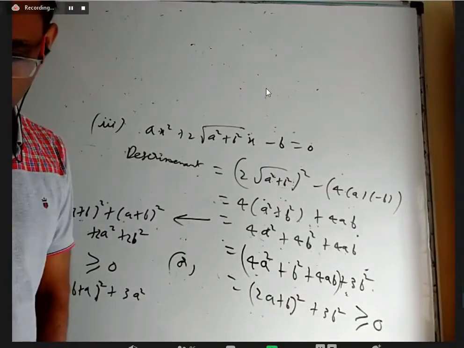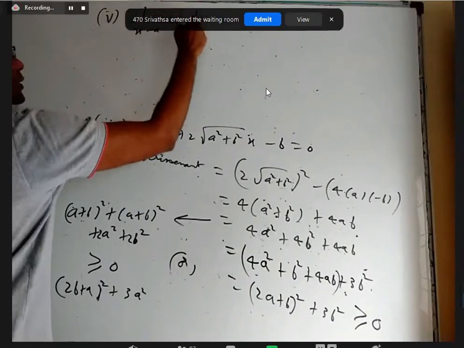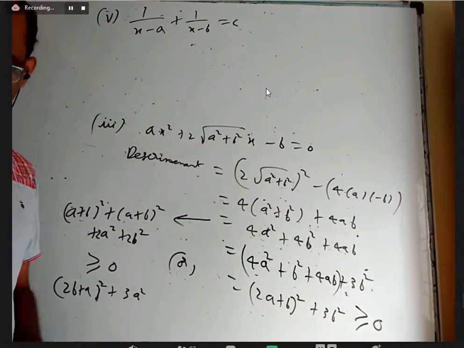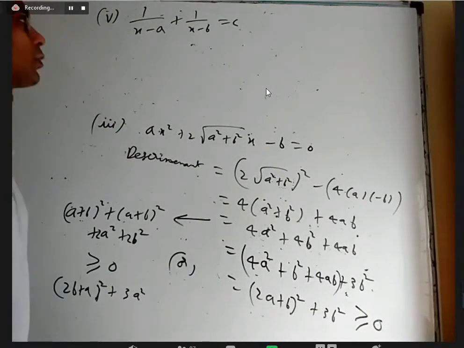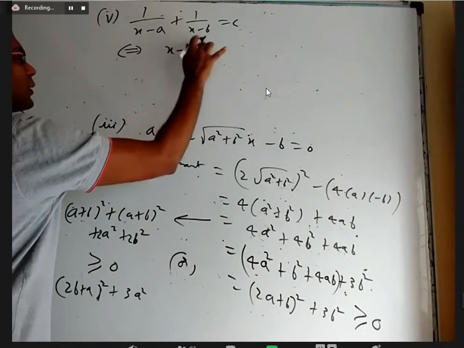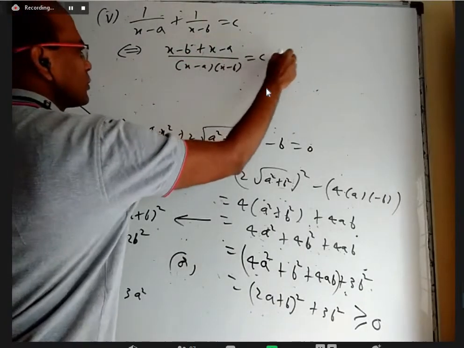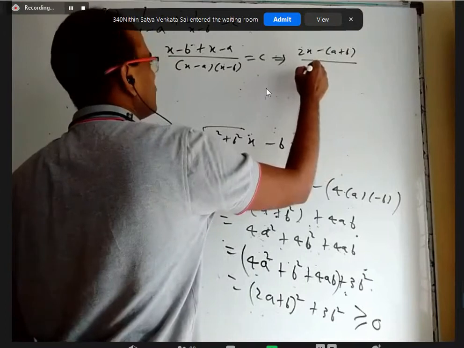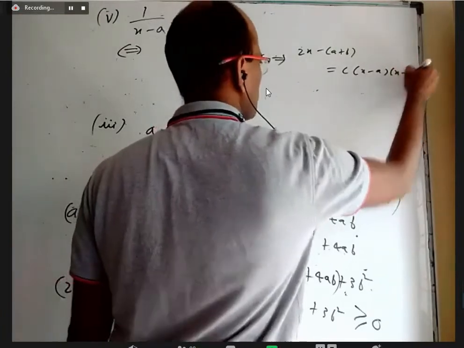Okay, this is the second one. We're done with 1, 3. Now we have to do 5. 1 by x minus a plus 1 by x minus b equal to c. If you do cross multiplication, it will be a quadratic equation, and then I have to find the discriminant of that, I guess. So x minus b plus x minus a by x minus a into x minus b equal to c. 2x minus a plus b equal to c into x minus a into x minus b.